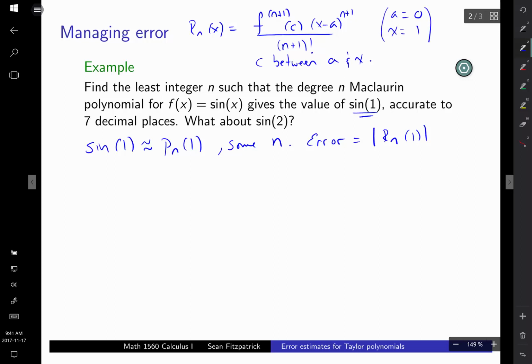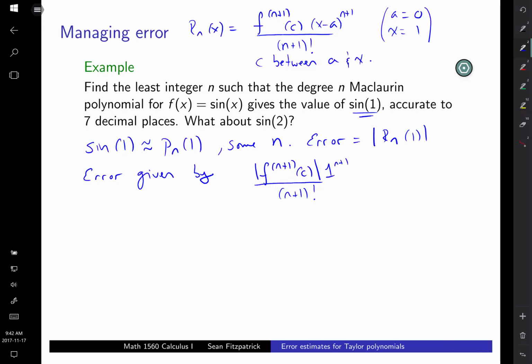And so in this case, we know that our error is given by the absolute value of the n plus first derivative of f at c. When we put in a equals 0, x equals 1, we're just going to get 1 to the n plus 1. I mean, we could put it in, but 1 to the n plus 1 is still just 1, over n plus 1 factorial. And what do we know about these derivatives? Well, all the derivatives of sine are either plus or minus sine or plus or minus cosine. The derivatives go sine, cos, minus sine, minus cos, and then it repeats.